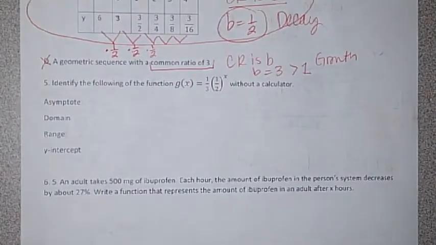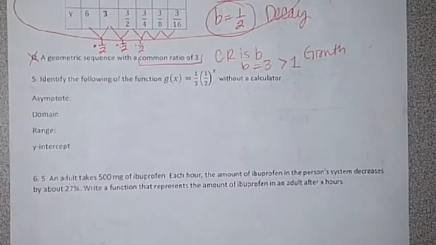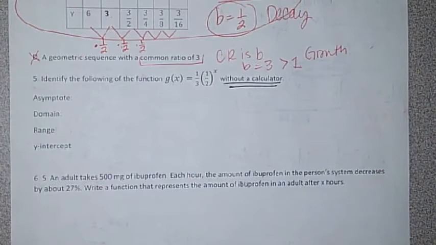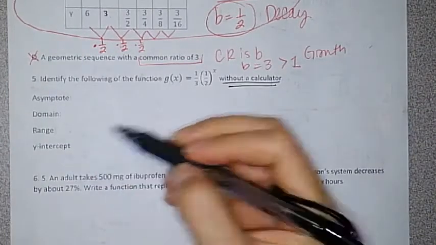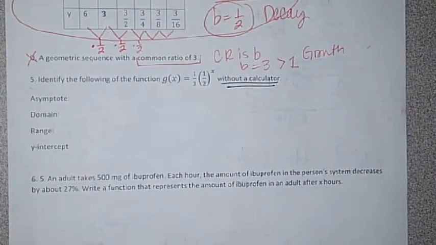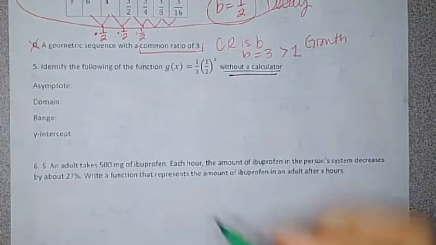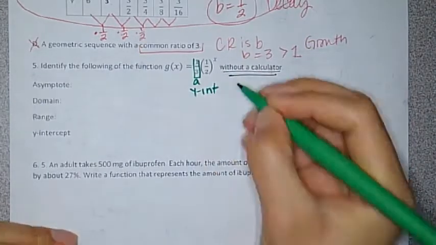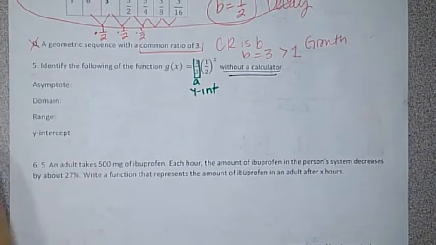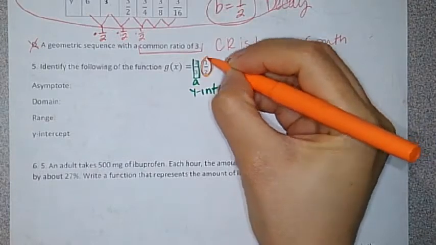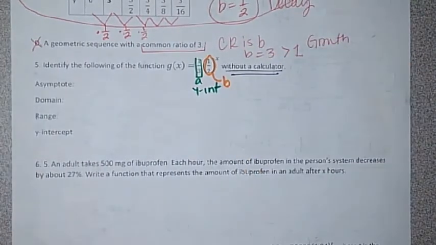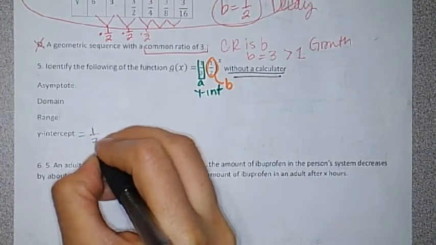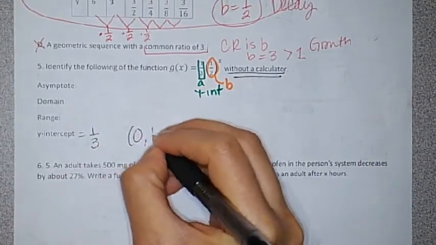All right, for number 5, we need to identify several things without a calculator: the domain, range, asymptote, and y-intercept. From all of these, the easiest is the y-intercept. The 1/3 is my A, which is the y-intercept, and the 1/2 over here is the B. So the y-intercept is 1/3, or you can put (0, 1/3).